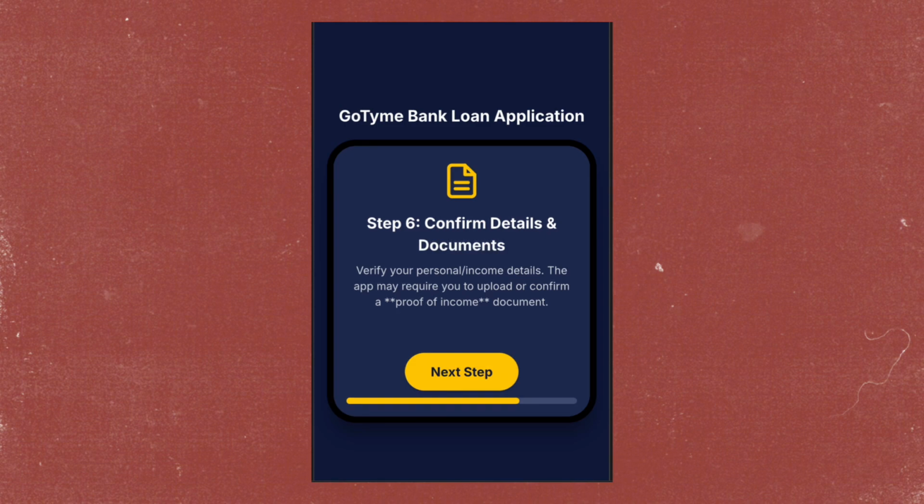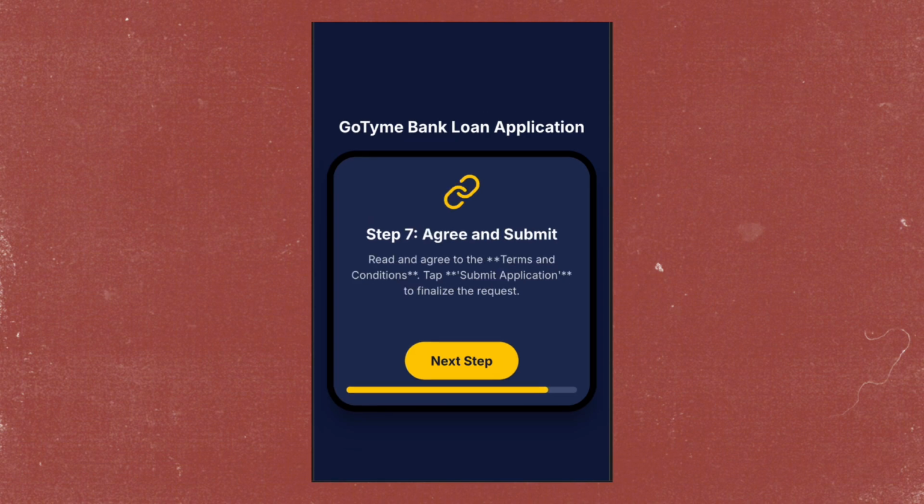And next is to confirm the details and the documents. So verify your personal and income details. So the application may require you to upload or confirm a proof of income and documents and stuff like that. So you just have to make sure to prepare all those to make sure that you get qualified.